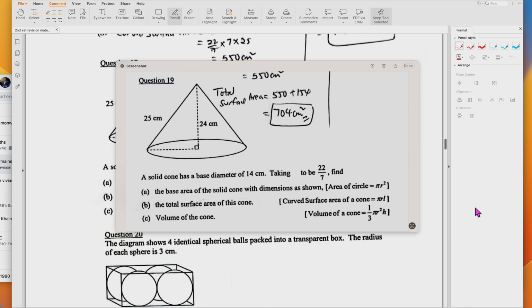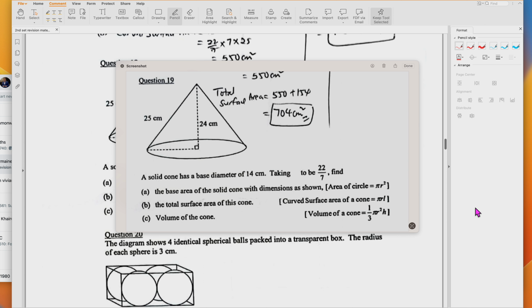Okay, so let's go through the formula with you. Area of circle is pi r square. You understand, right? Then the curved surface area of a cone. You know what's the curved surface? Curved surface means this side, this one. But for a cone, there are two surfaces: the curved one plus the bottom. The bottom is taken care of by the area of the circle, right? Then the curved surface is given by pi r l.